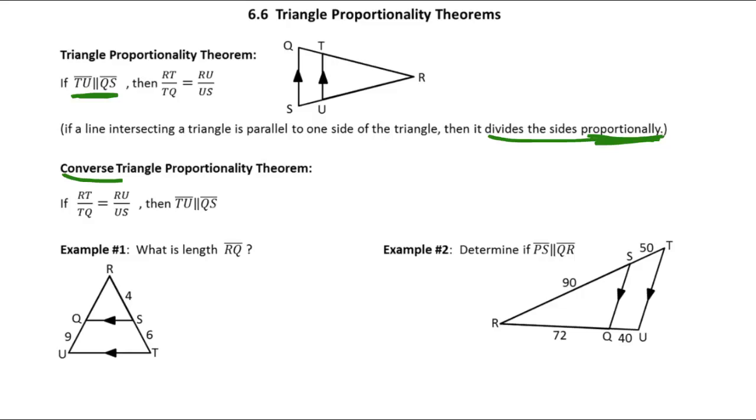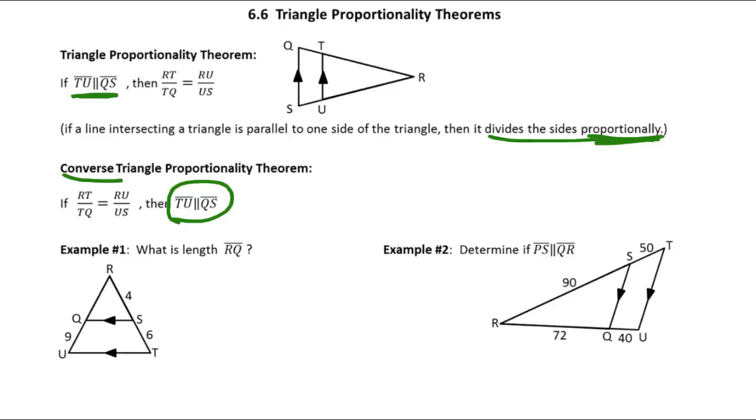So the converse triangle proportionality theorem just says that if I have two sides in a triangle and there's an intersecting line, if the sides RT over TQ are equal to RU over US, if they're in the same proportion, then you must have parallel lines. And that's the converse that we can use to prove parallel lines.